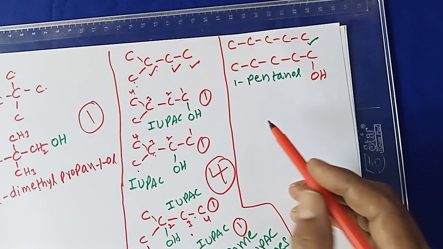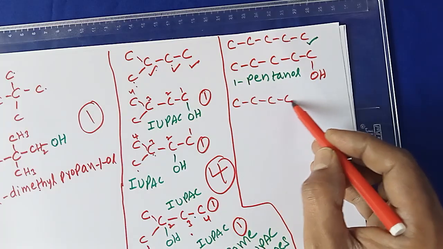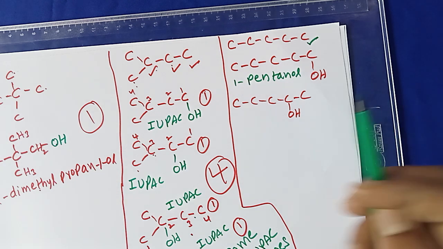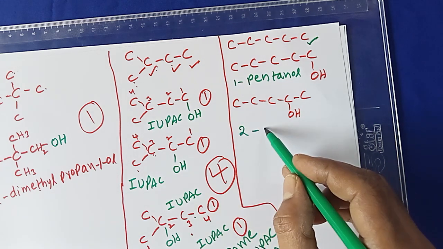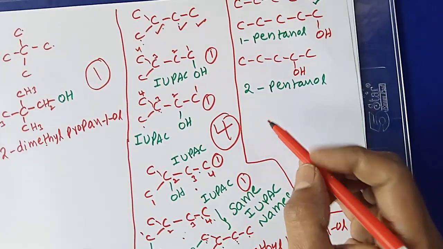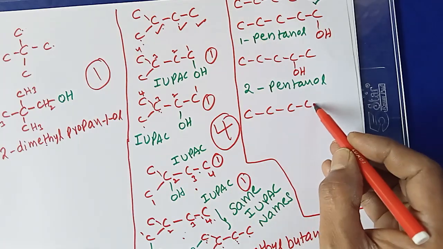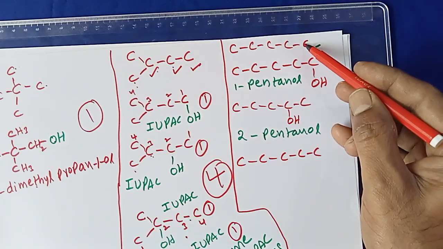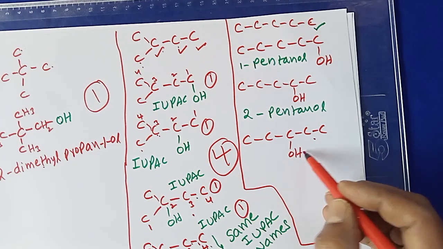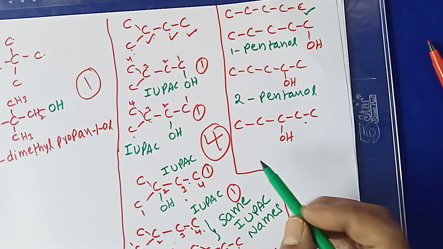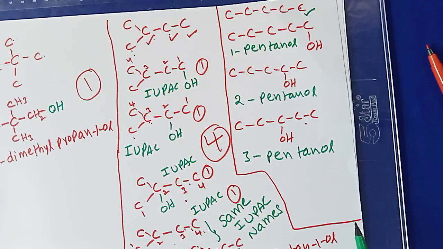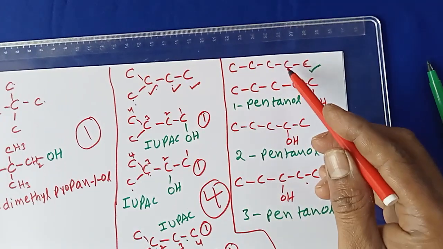1-pentanol. The next same structure, carbon, carbon, carbon and carbon. If I write the OH group here, what is this name? 2-pentanol. And if I write another one, same skeleton, this carbon skeleton only taken, then if I write the OH group here, what is this name? 3-pentanol. So for this carbon chain, total how many?